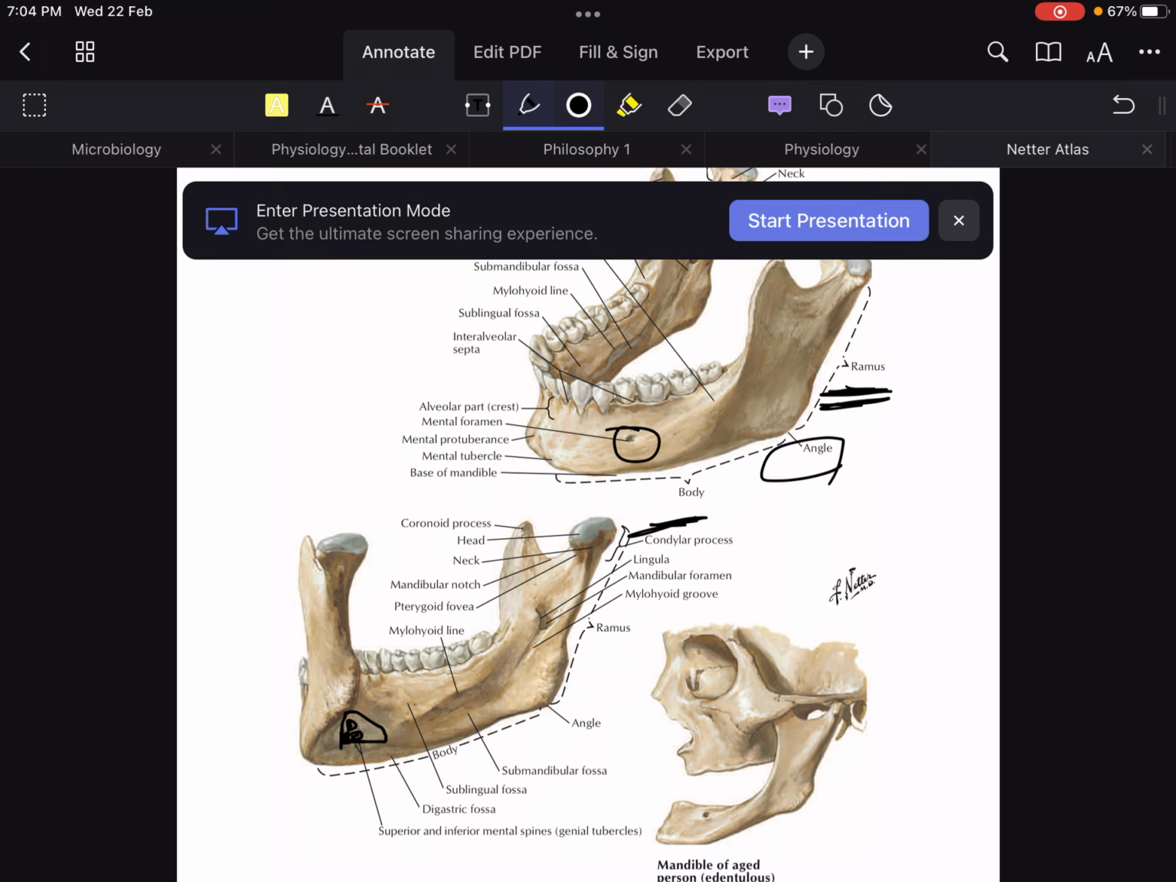Also, we have other lines here. For example, you can see here the sublingual fossa, and also here the submandibular fossa. Here we have two glands, the submandibular gland and the sublingual gland. You know about salivary glands that are located inside the oral cavity. Okay, the submandibular one and the sublingual one.